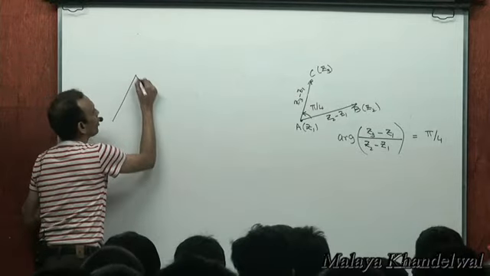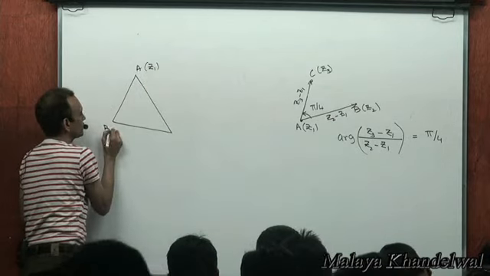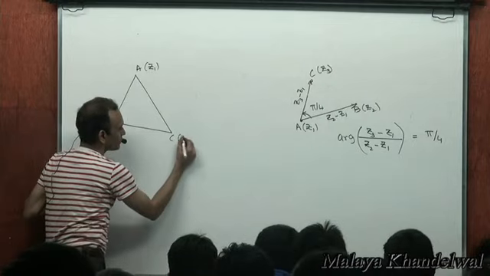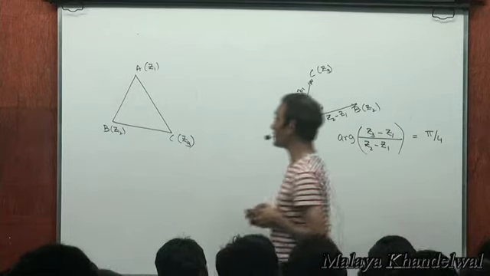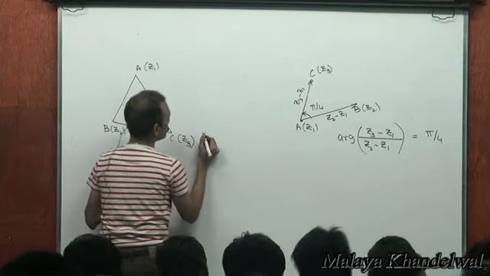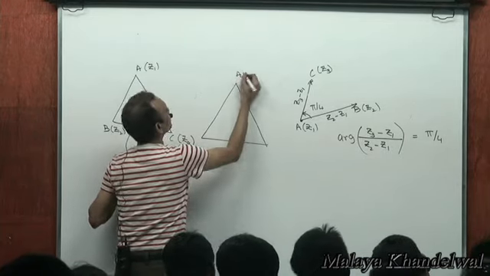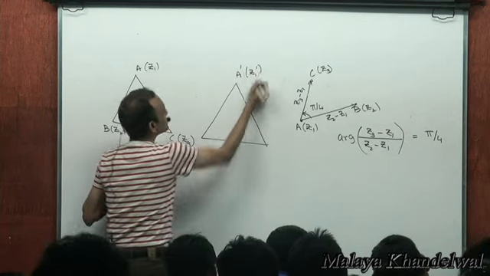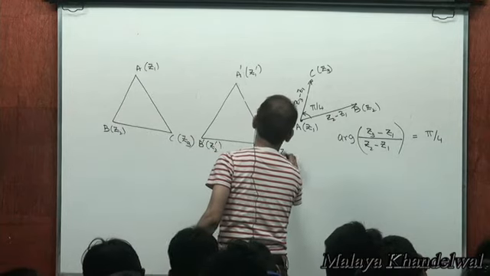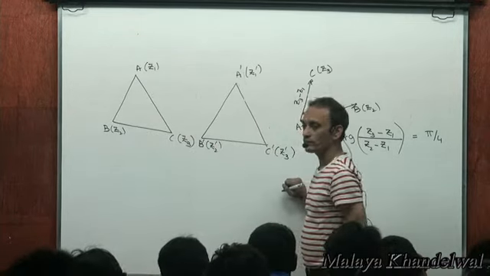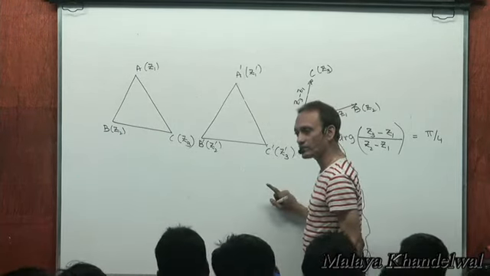Suppose there is a triangle formed out of 3 points A, B and C whose position vectors are Z1, Z2 and Z3. Another triangle A prime, B prime, C prime, with vertices having position vectors Z1 prime, Z2 prime and Z3 prime.